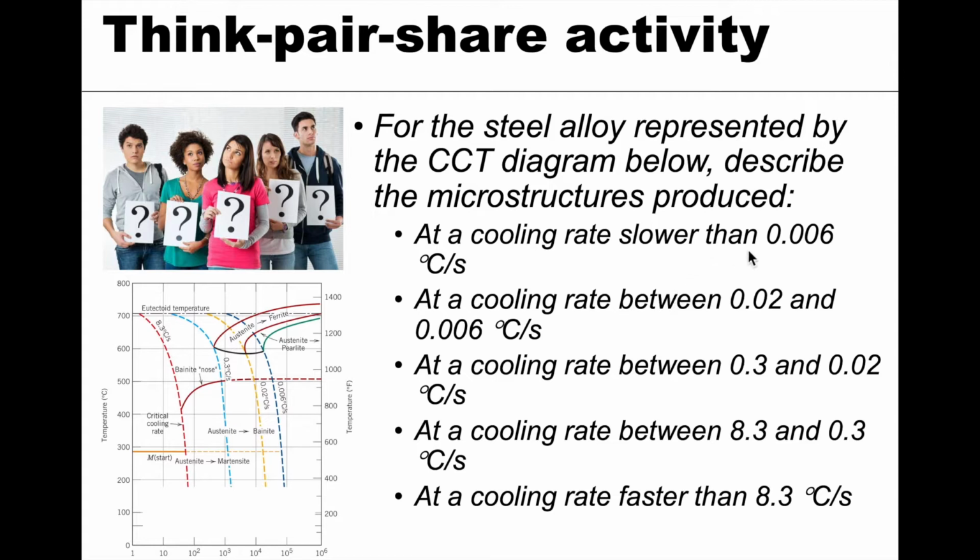So cooling rates slower than 0.006 degrees Celsius per second, between 0.02 and 0.006, another one between 0.3 and 0.02 degrees per second, one between 8.3 and 0.3, and then the last being faster than 8.3 degrees. So see if you can come up with what microstructures would be like in each one of these cooling ranges.